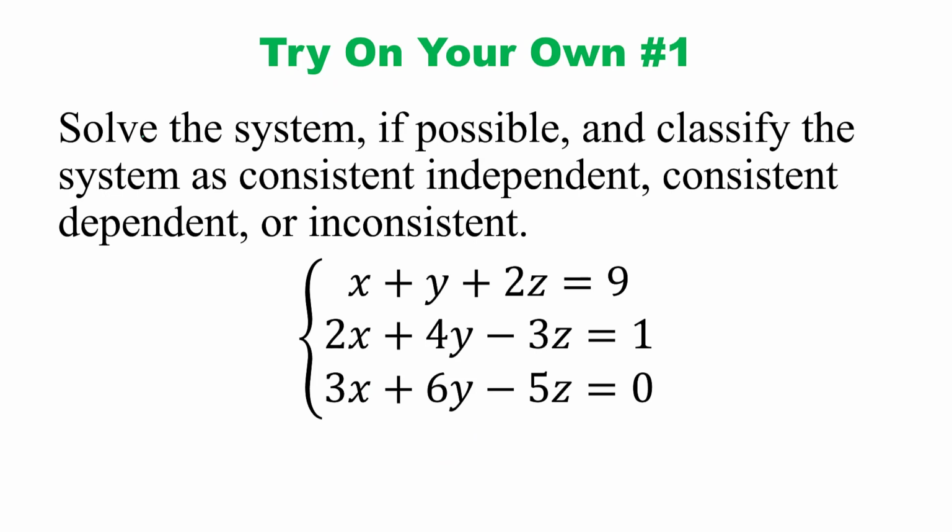Solve the system if possible and classify the system as consistent independent, consistent dependent, or inconsistent. We have the equations x plus y plus 2z equals 9, 2x plus 4y minus 3z equals 1, and 3x plus 6y minus 5z equals 0.